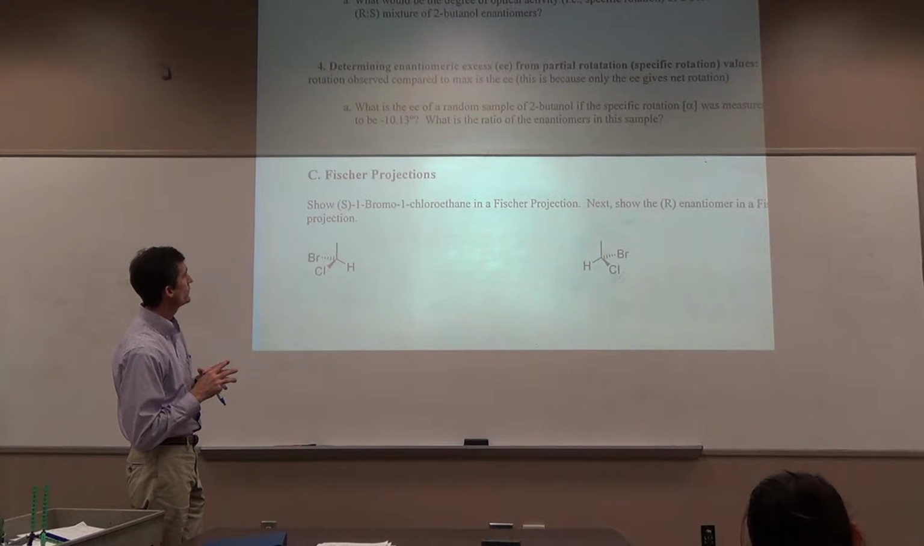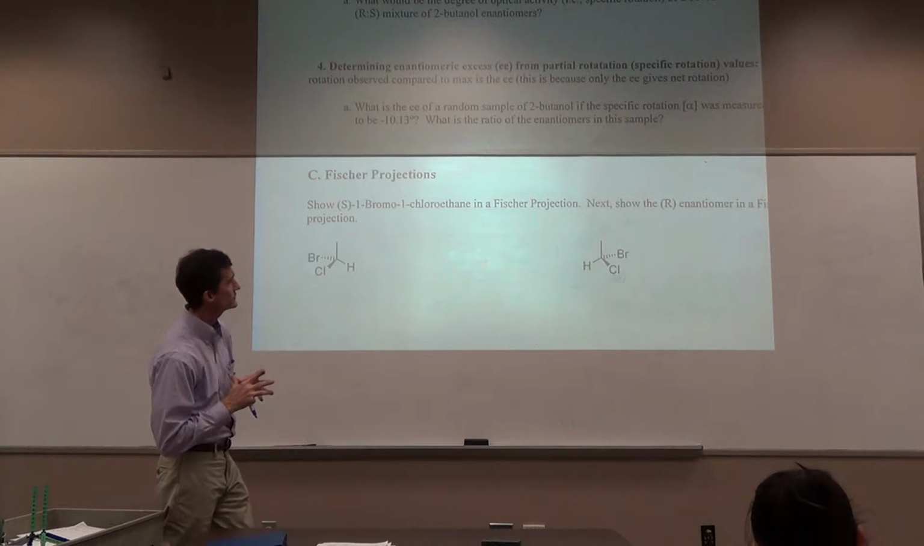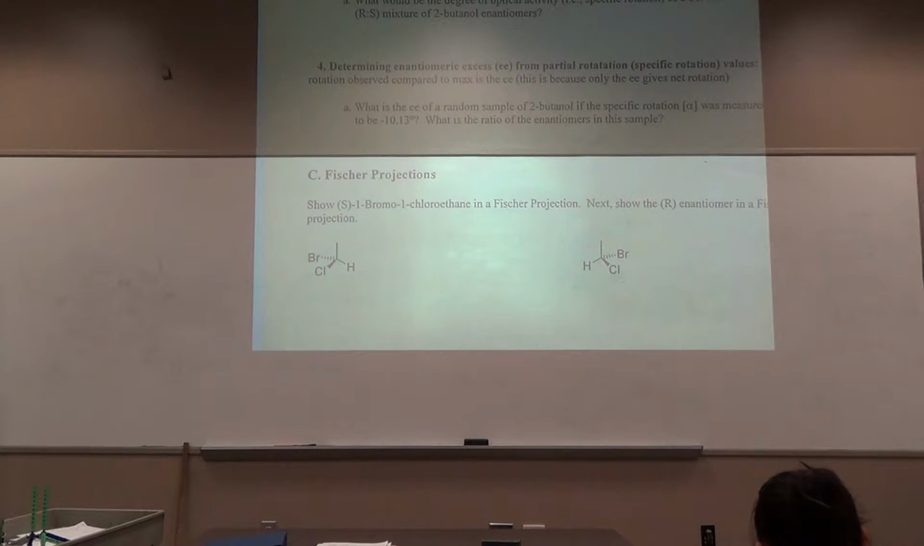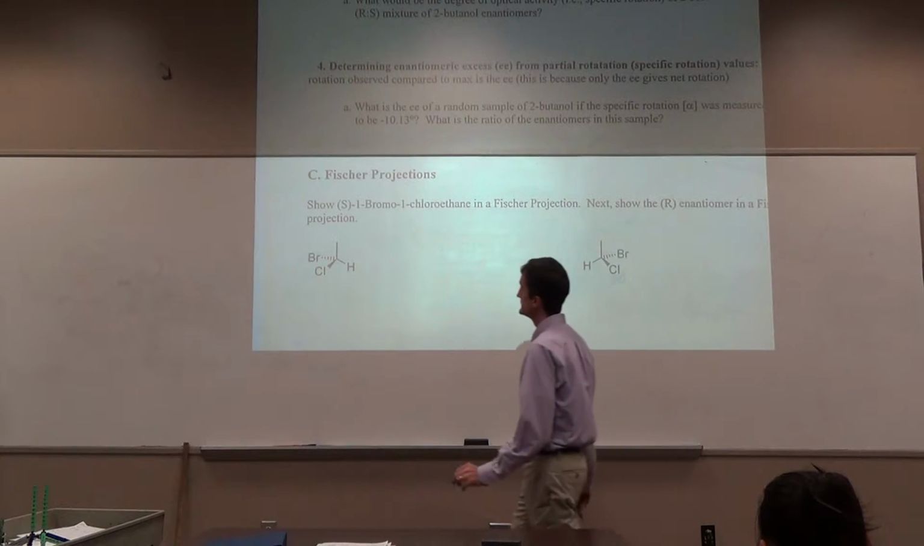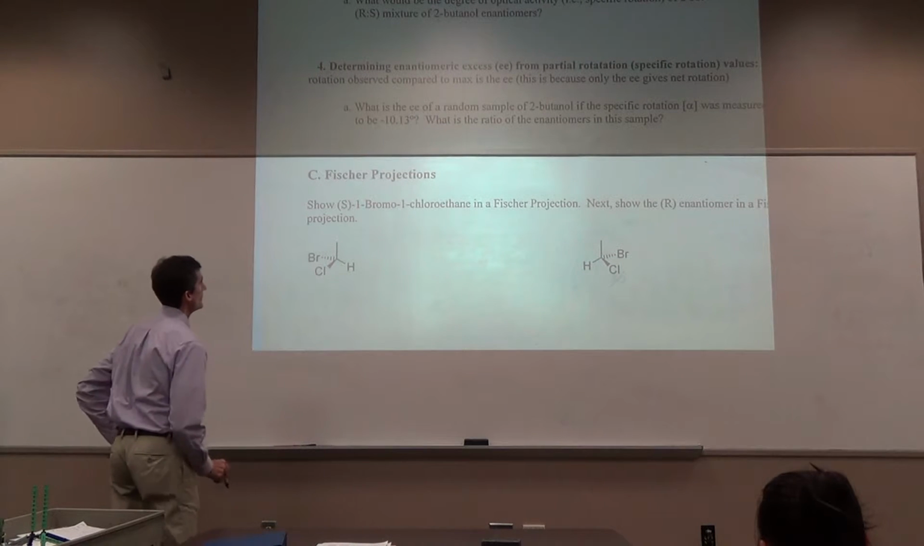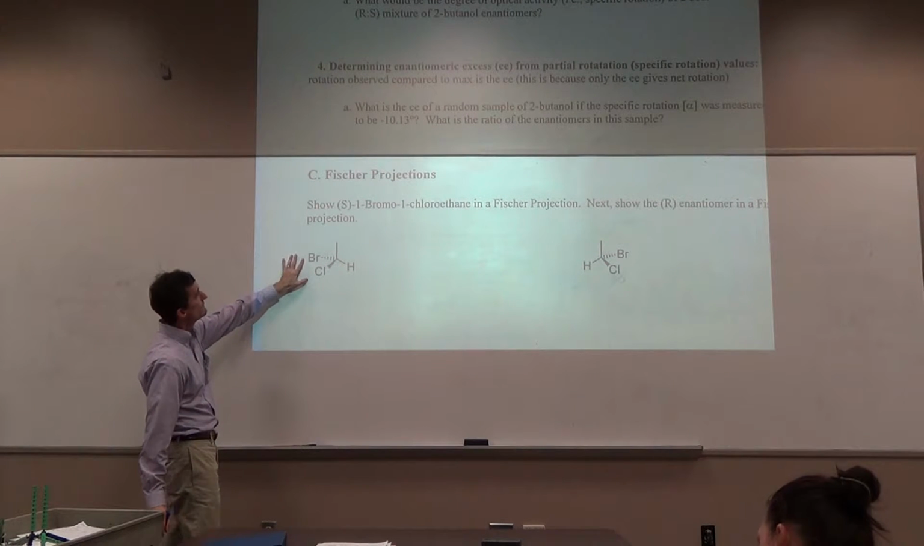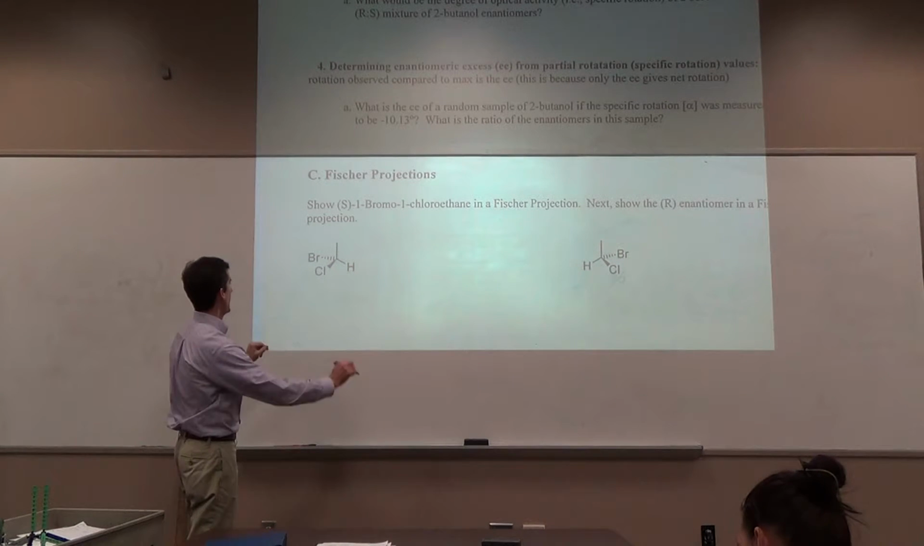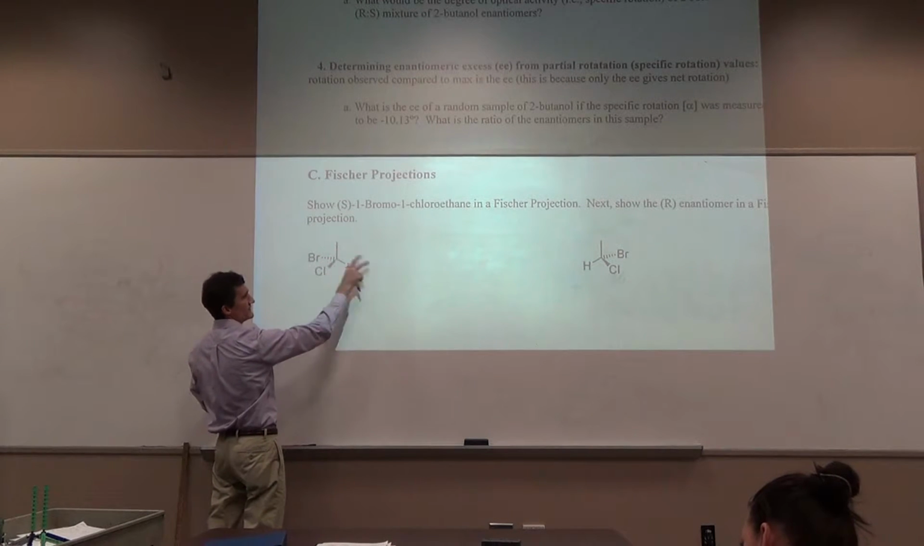Show one bromo, one chloroethane in a Fisher projection. Next, show the enantiomer in a Fisher projection. Okay. Here's S. Show S and then show R. I think I just added these.